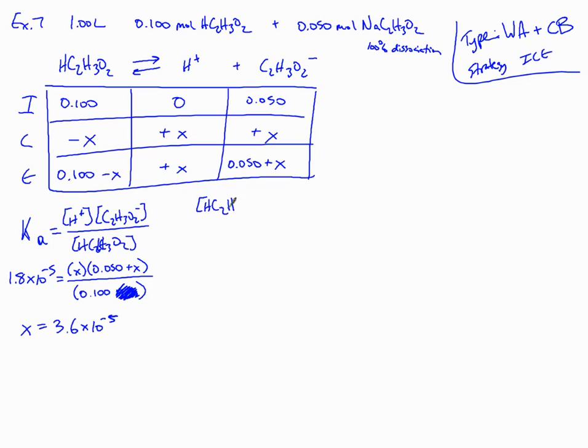So concentration of acetic acid, 0.1 minus X, which is extremely small, is going to round to 0.1. Hydrogen concentration is equal to X, 3.6 times 10 to the minus 5th molar. Concentration of acetate ions, 0.05 plus X, is going to round to 0.05 molar.